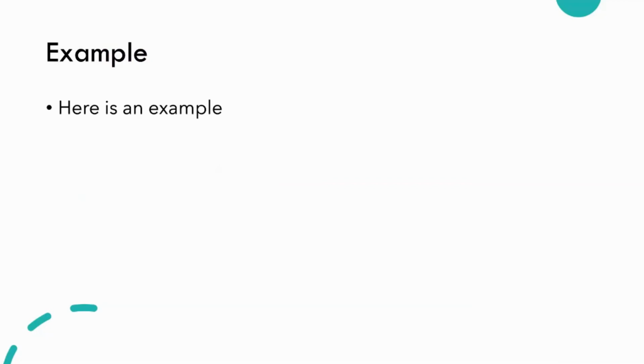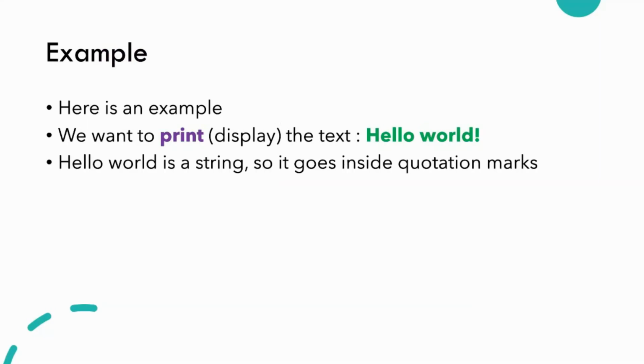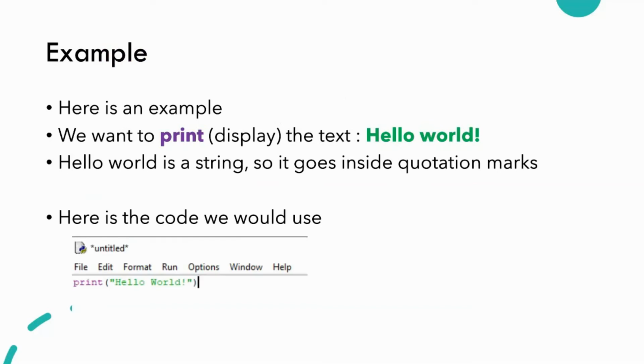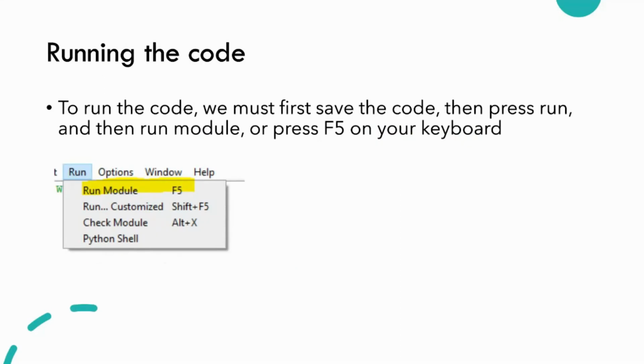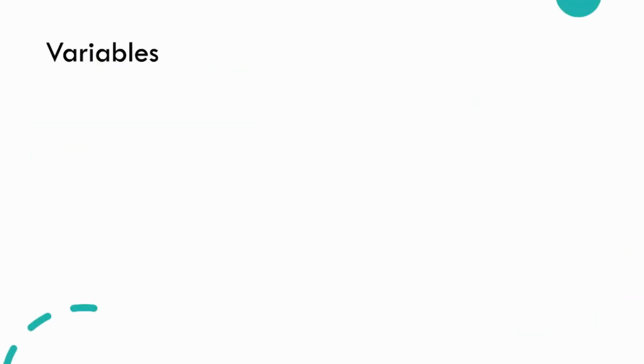Here is an example. We want to display the text hello world. Hello world is a string, so it must go in between two quotation marks. Here is the code we would use. Running the code. To run the code, we must first save the code, then press run and run module, or you can press F5 and OK on your keyboard. As we can see, we have now run the program and it has displayed hello world in the shell. Well done, you have written your first line of code.